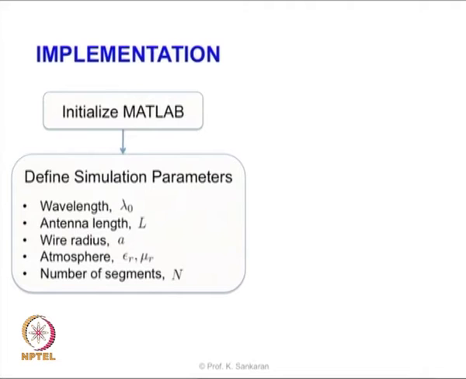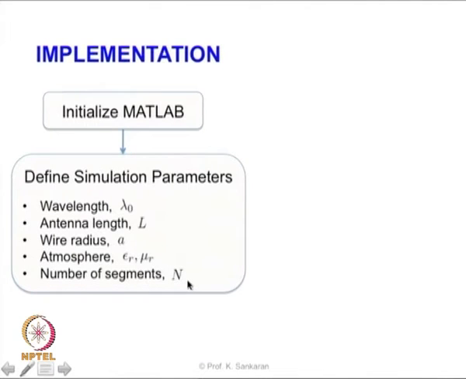Once we initialize MATLAB, we are going to define certain basic simulation parameters, and those simulation parameters are the free space wavelength lambda naught, the antenna length which is L, capital L, and the wire radius a. Remember, this approximation is valid only when a is very small compared to L, and the computational domain itself might have certain impedance and certain relative permeability and relative permittivity. So the relative permittivity is given by epsilon r, the relative permeability is given by mu r, and also the number of segments n.